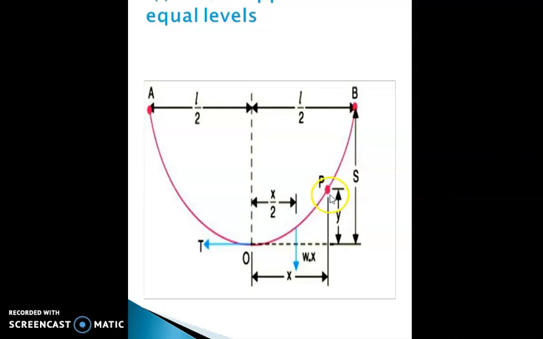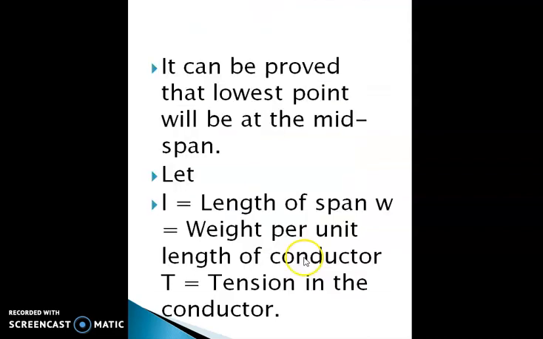Suppose P is a point on the conductor, and X is the distance between the middle point O and the point P. S is the sag from the middle point O to the reference line of the conductor at B. Y is the vertical distance between the lowest point and the point P. W x is the weight of the conductor over this distance, acting downward. It can be proved that the lowest point will be at mid span. Let L be the length of the span, W the weight per unit length of the conductor, and T the tension in the conductor.